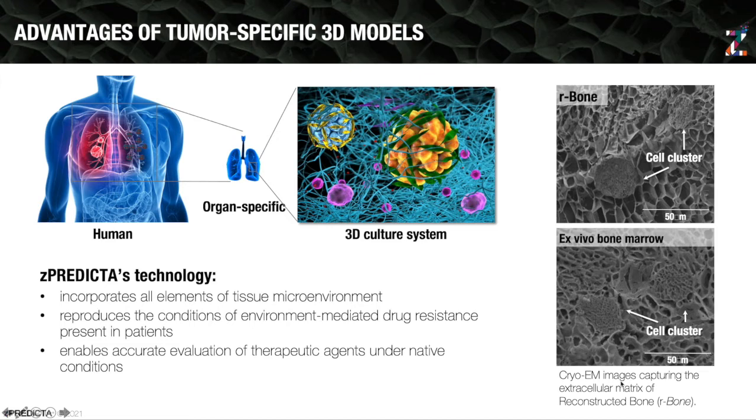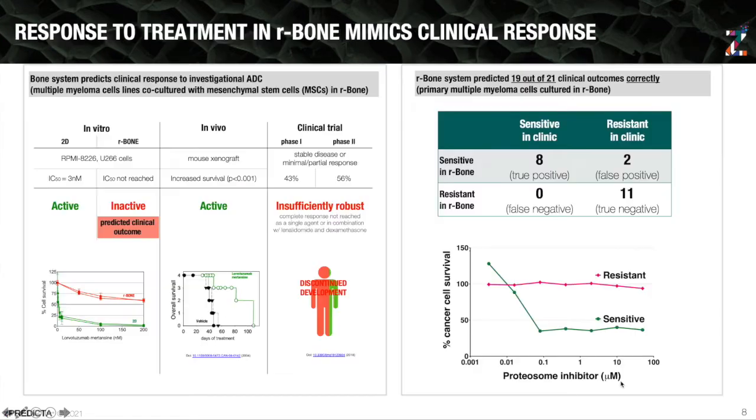And here on the right-hand side, there is an example of what it looks like. So on the top, again, is a cryo-EM image of the reconstructed bone. The honeycomb structure of the extracellular matrix is visible, and then you have a couple of cell clusters sitting within this matrix. And then on the bottom, we're looking at ex vivo bone marrow, which is really indistinguishable from our reconstruction, with the honeycomb structures of the extracellular matrix and the cellular clusters.